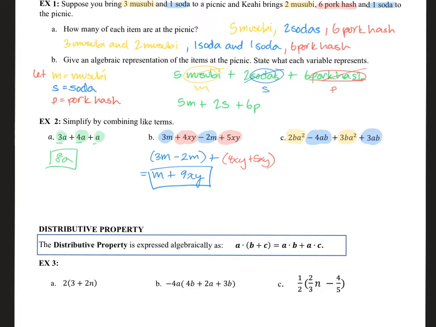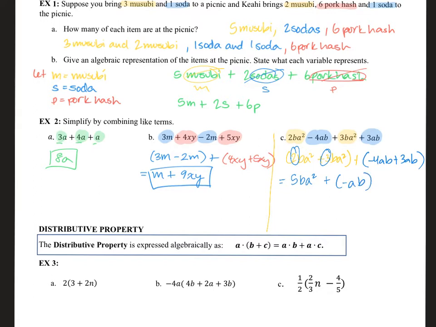Okay, so let's write out our problem. I'm going to go ahead and draw that in. So we have 2ba squareds plus 3 more ba squareds. And then what else do we have? Negative 4ab plus 3ab. All right, combining like terms. This is going to equal, well, we have 2 plus 3. That's going to be 5ba squareds. Plus, let's see, negative 4 plus 3ab's. That's going to be negative 1ab.